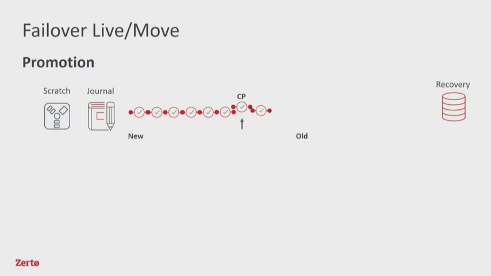This is obviously in hypervisor-based replication. That's where we have the scratch volume and the journal so that the VM will be up and running. But the promotion is something that can take hours or even days, depending on how much data you have in the journal. And this is the reason why, for example, failover test, live, or move in a public cloud takes more time, because we need to do the promotion before we start the VM.